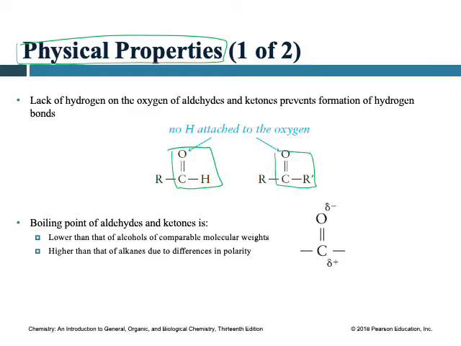If we can see, we don't have any hydrogen attached to the oxygen atom in both of them, in aldehyde and ketone. And if you remember, I told you, if you have to make a hydrogen bond, you have to have a hydrogen attached directly to the electronegative atom, right? But in this case we don't have anything, so that means this aldehyde and ketone doesn't form any hydrogen bond with themselves. That's why the boiling point of aldehyde and ketone is lower than that of alcohol.